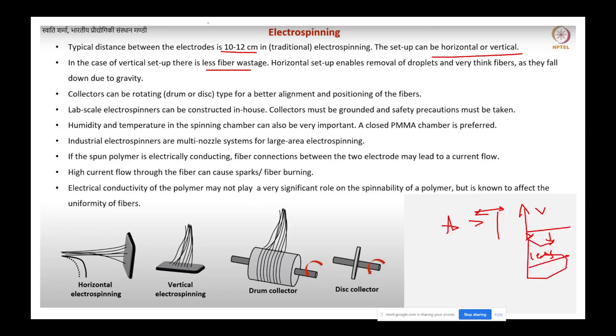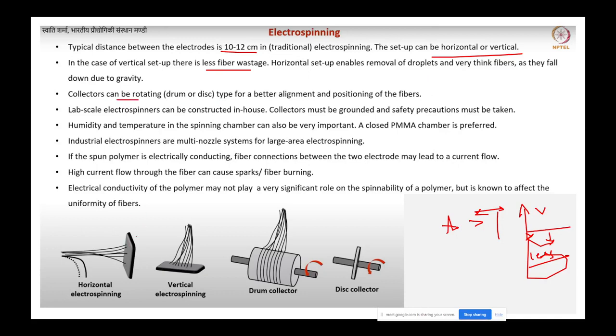Now the horizontal setup enables removal of droplets and very thin fibers as they fall down due to gravity. Because of gravity, it enables the removal of the droplets and the thin fibers. Now the collectors can be rotating.